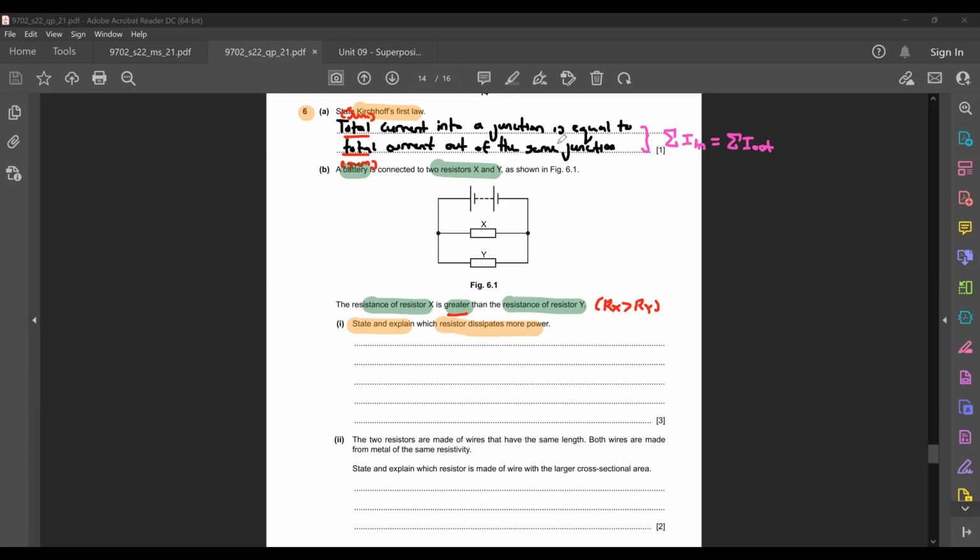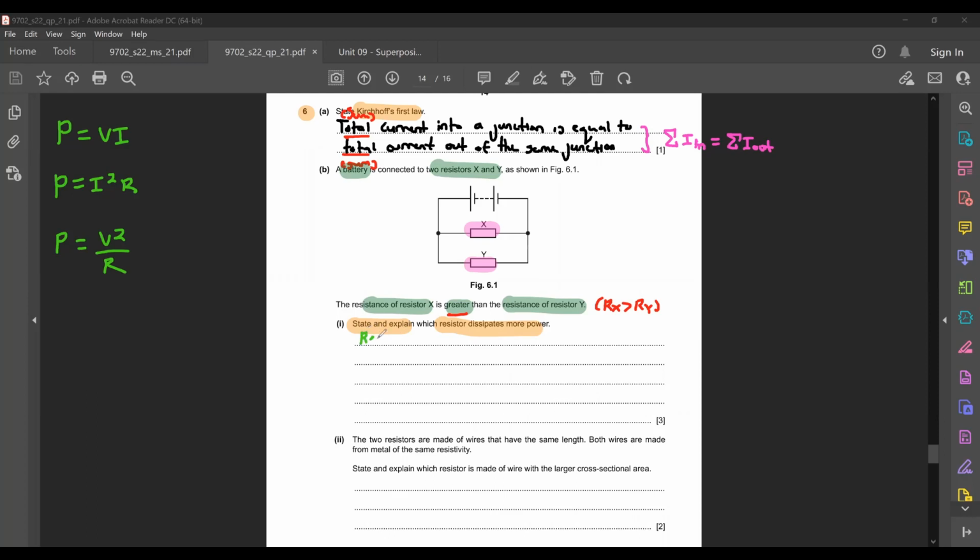Okay, so when you're talking about power dissipation, we are aware of three different equations. P is equal to VI, P is equal to I squared R, and then P is equal to V squared over R. So how would we explain the power dissipation? Which equation would we use? Now, there's one thing here that is useful to take note of. Your resistors X and Y are connected in parallel. So this one is the first thing that would be noticed.